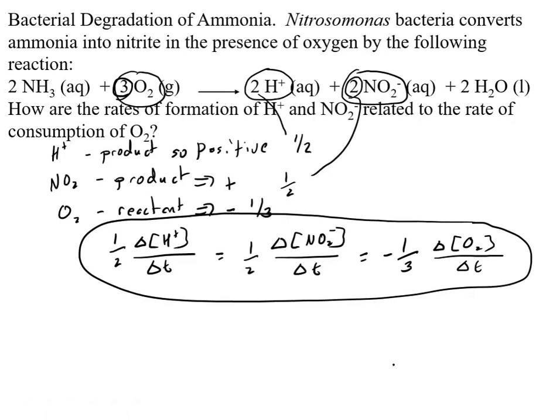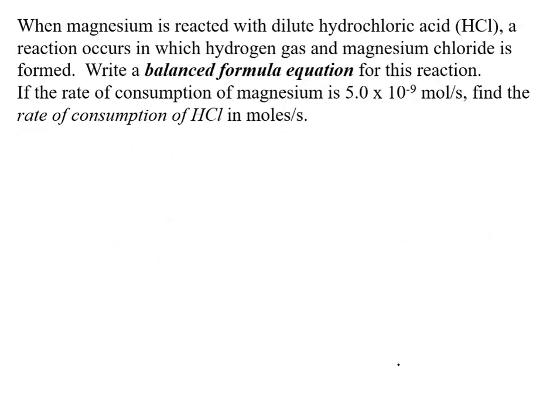Okay, let's go to another one. I suggest pausing the video and doing this one on your own, although it's a little bit more difficult. When magnesium is reacted with dilute hydrochloric acid, a reaction occurs in which hydrogen gas and magnesium chloride are formed. First thing I have to do is write a balanced equation. So Mg is reacted with, so that means plus HCl, to form H2 plus magnesium chloride. Then I have to balance this.